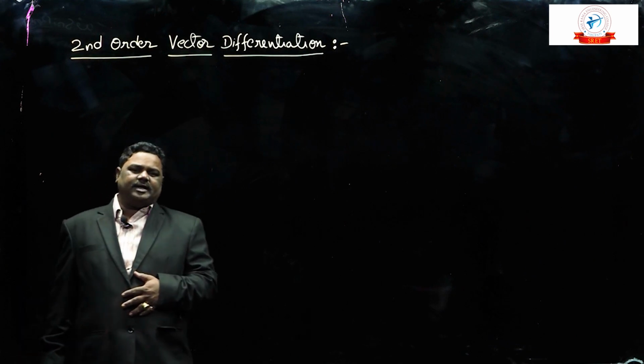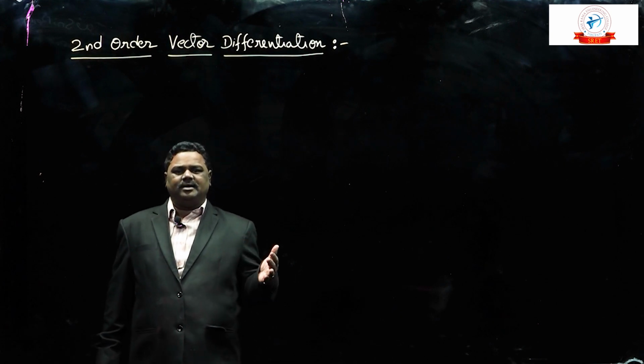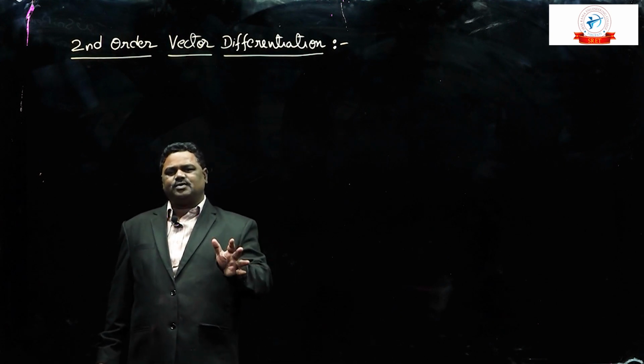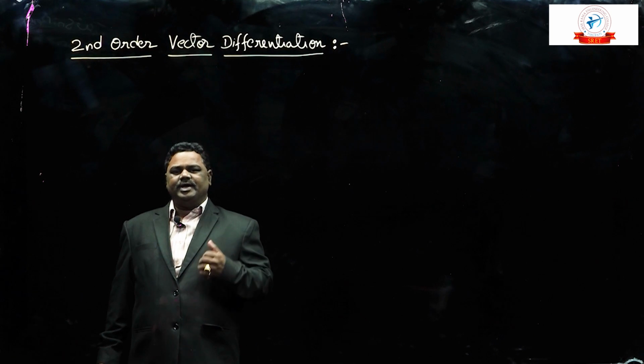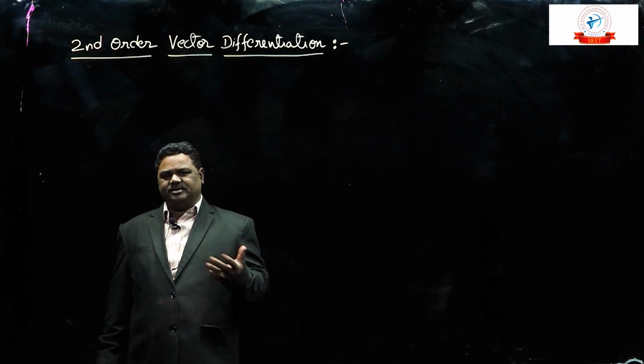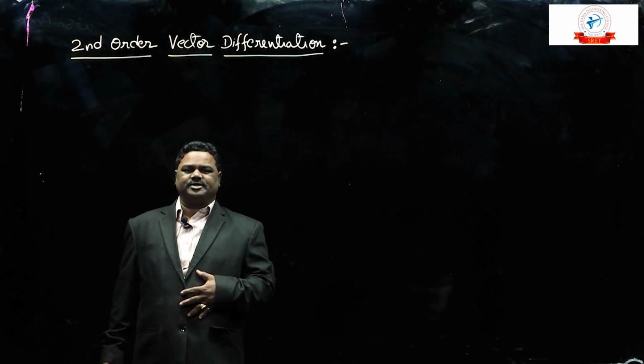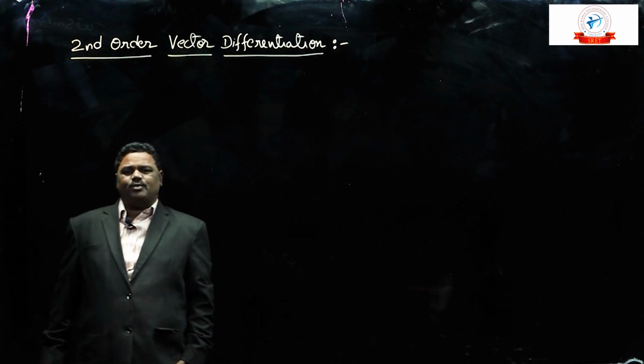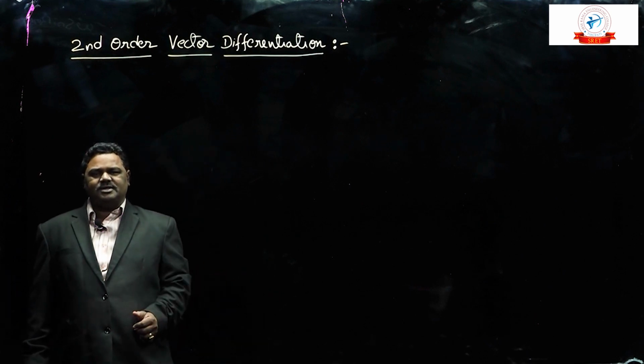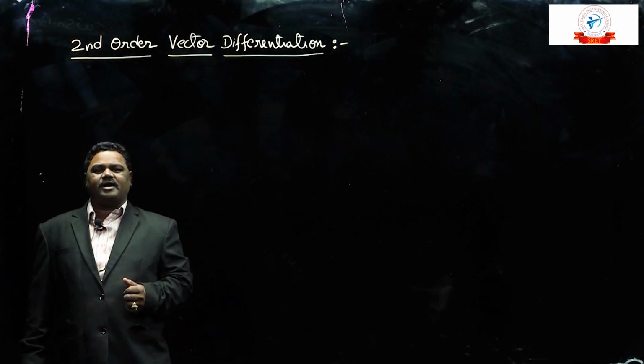Here, gradient, divergence and curl we apply only once, which is called a first order differentiation. If you apply differentiation twice, it is called a second order differentiation. Till now we have studied first order vector differentiations. Now we will see what second order vector differentiation is.